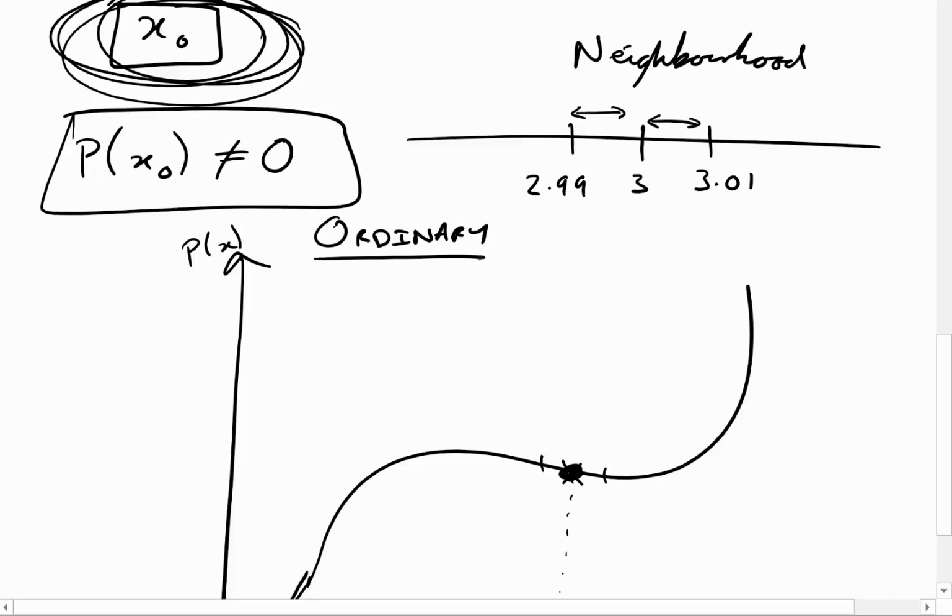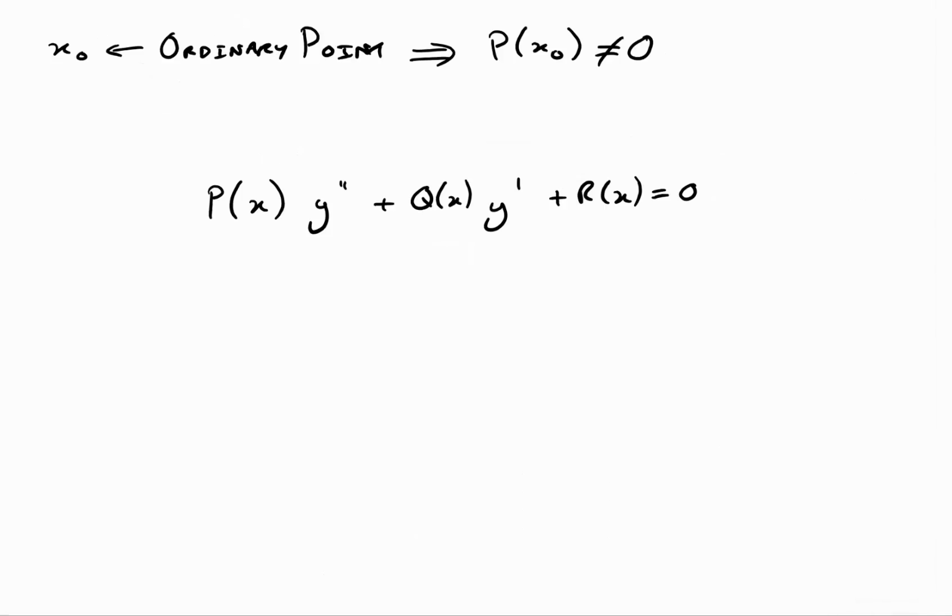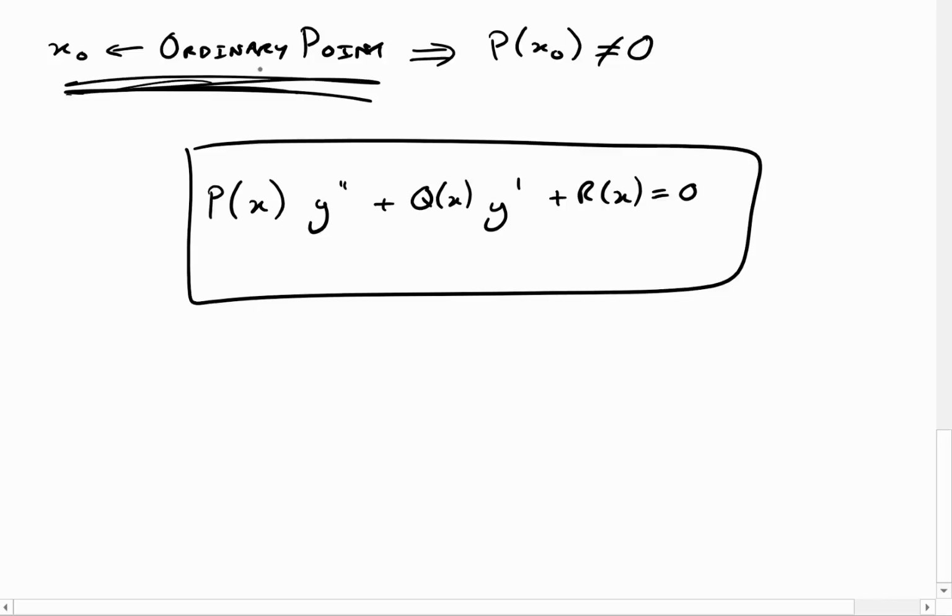Okay, so it's just terminology, right? So this is what we've got. I've basically said that x naught is the point that we're looking at. We're considering this second order differential equation around our ordinary point x naught. And because it's ordinary, that basically means that p of x naught is not equal to 0.